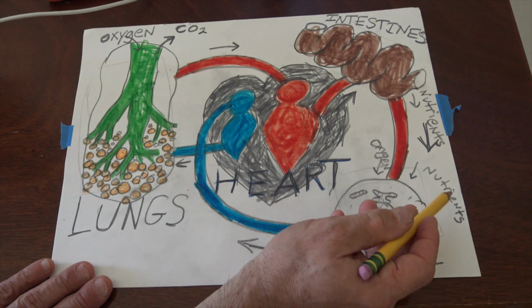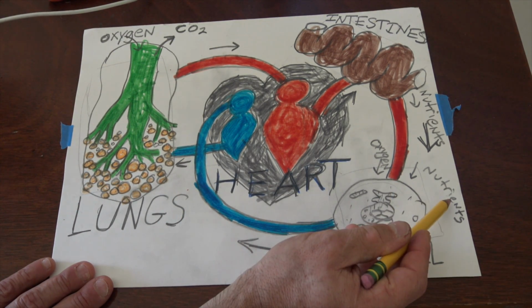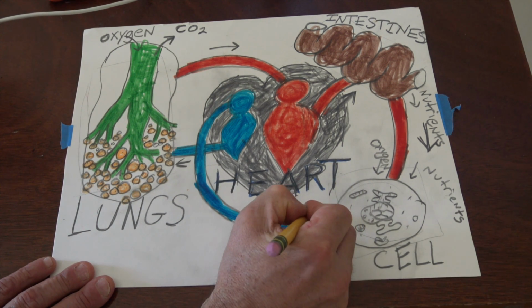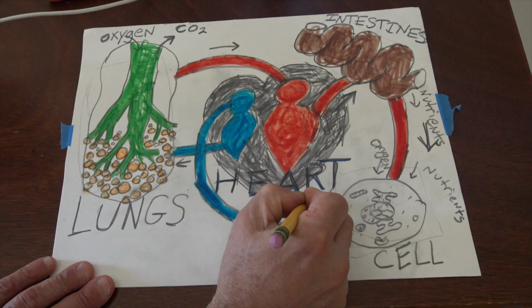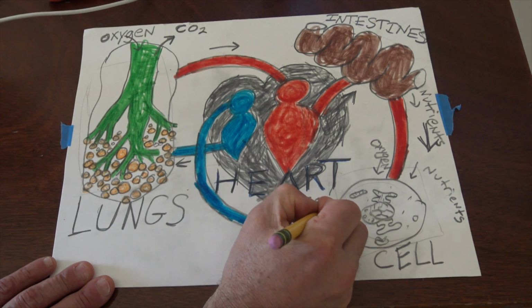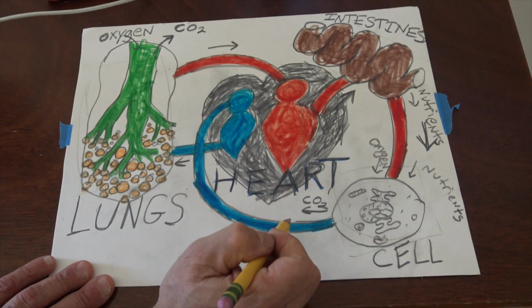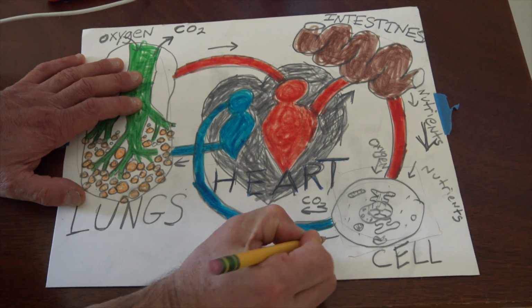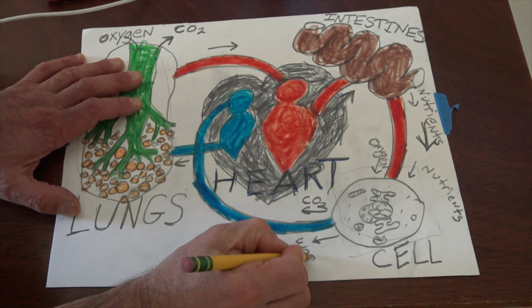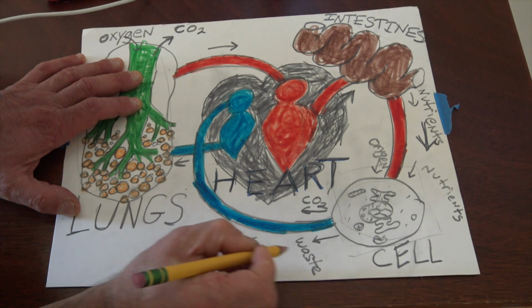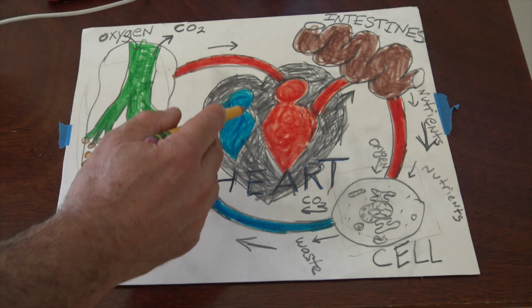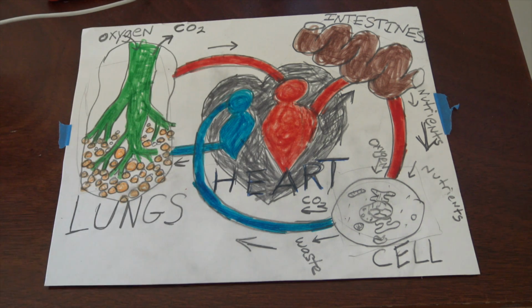Now after the cell burns the food and uses up the oxygen, the oxygen turns into CO2. The blood loses its oxygen and the blood turns blue. And from the nutrients, we now have wastes. This is released through the urine. The CO2 comes back to the lungs and is breathed out.